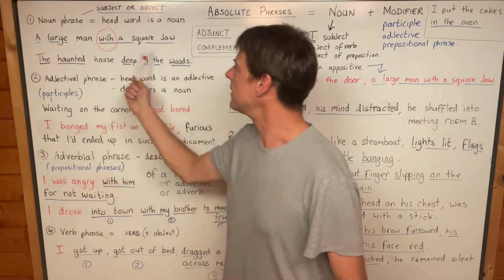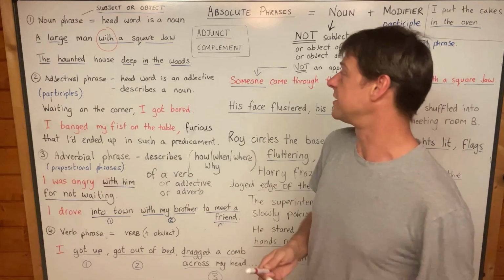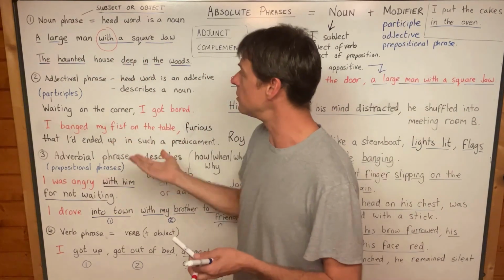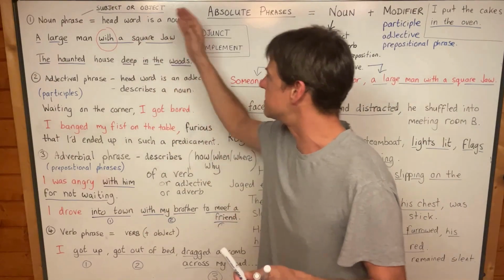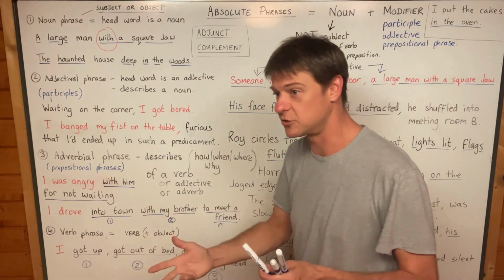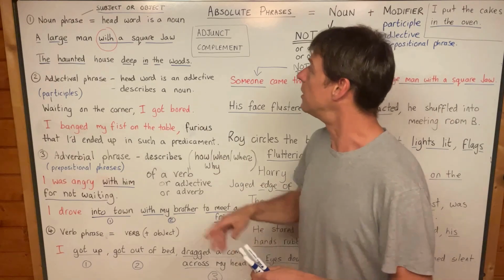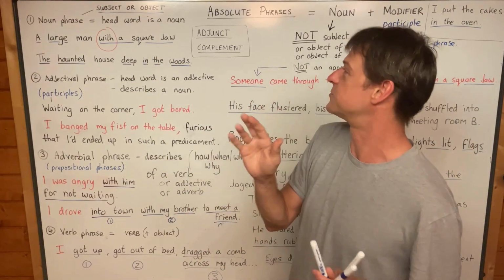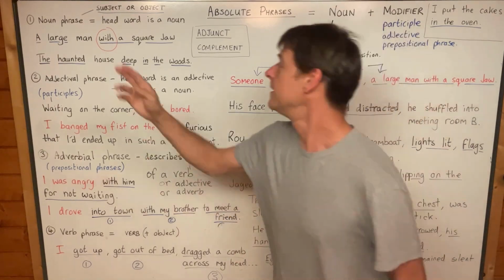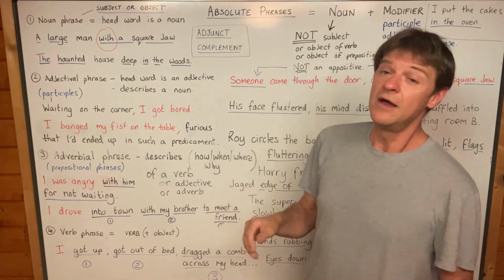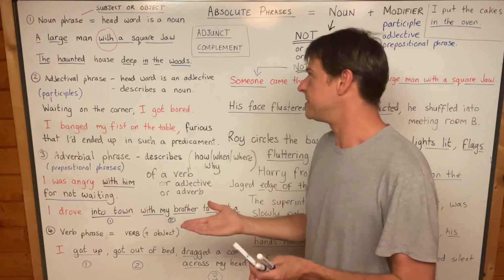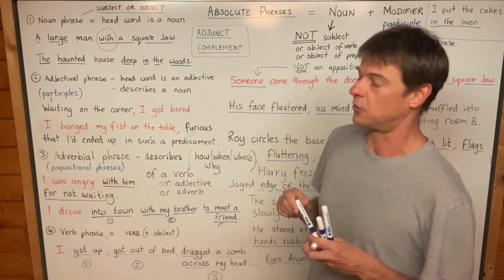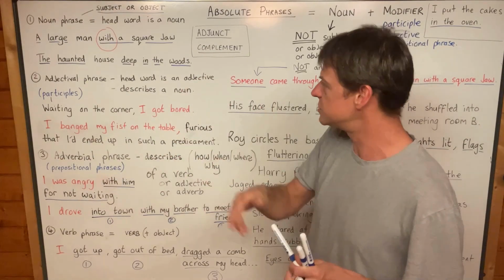So if I've got something like a large man with a square jaw, I can make it the subject of a verb. I can say a large man with a square jaw came through the door. Yeah, that would be the subject of the verb came. But I could make it the object of a verb. I could say I saw a large man with a square jaw. Or I could make it the object of a preposition, like I talked to a large man with a square jaw, and that would be the object of the preposition to.